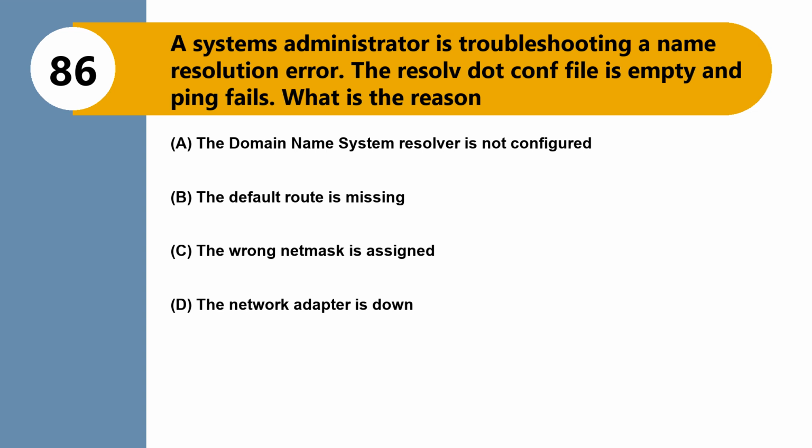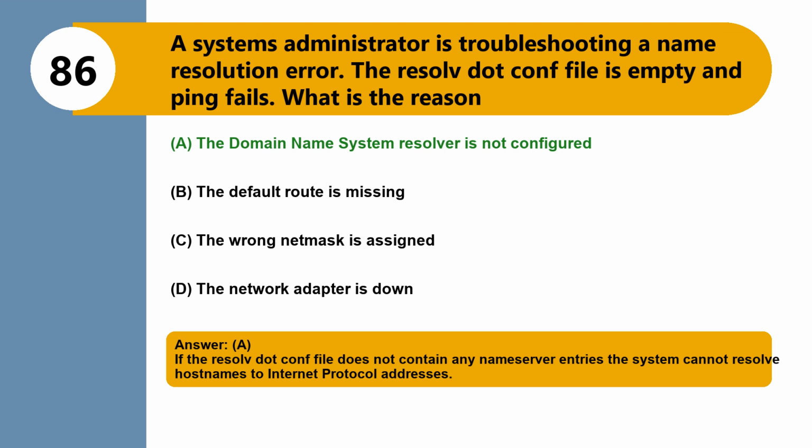Question 86. A systems administrator is troubleshooting a name resolution error. The resolv.conf file is empty and ping fails. What is the reason? Option A. The domain name system resolver is not configured. Option B. The default route is missing. Option C. The wrong netmask is assigned. Option D. The network adapter is down. The correct answer is option A. The domain name system resolver is not configured. If the resolv.conf file does not contain any name server entries, the system cannot resolve hostnames to Internet Protocol addresses.